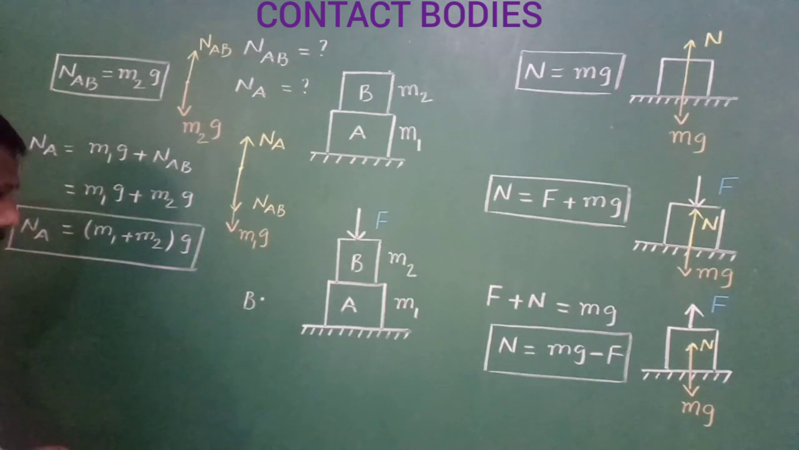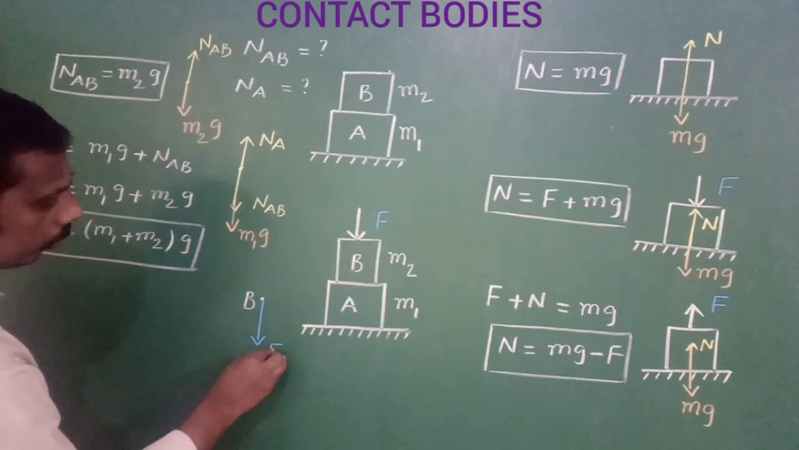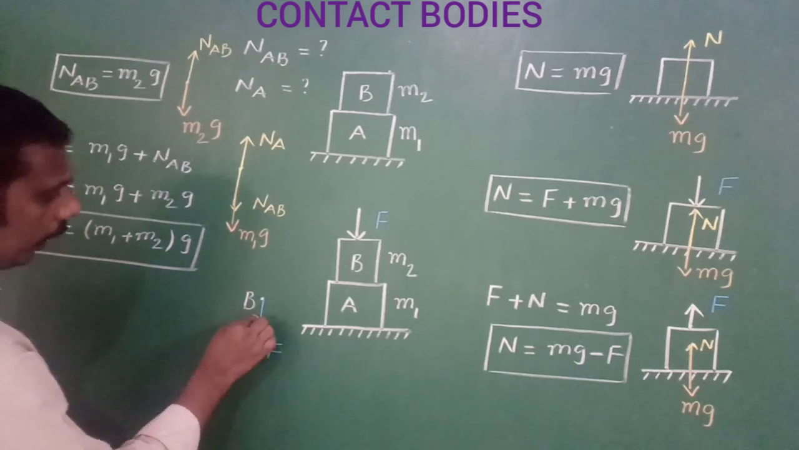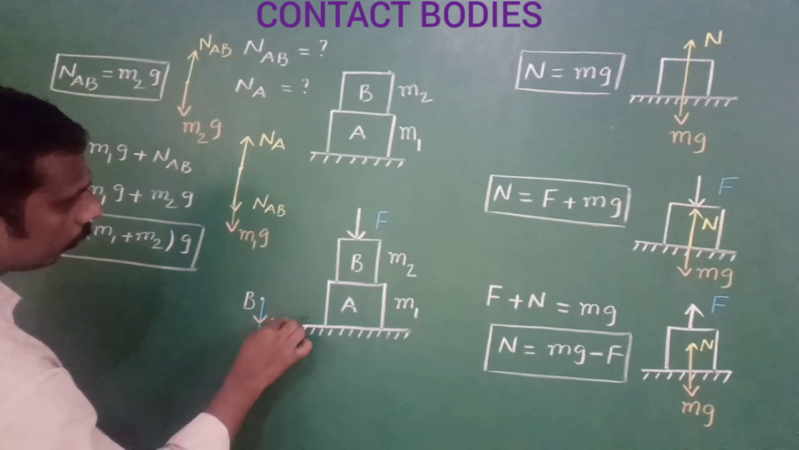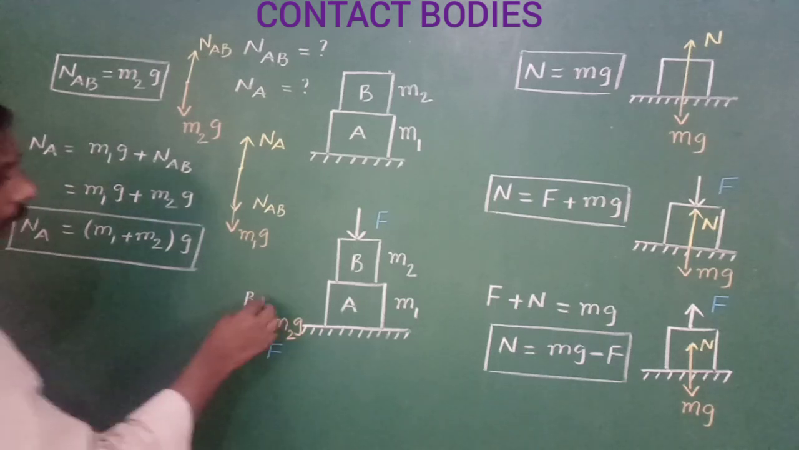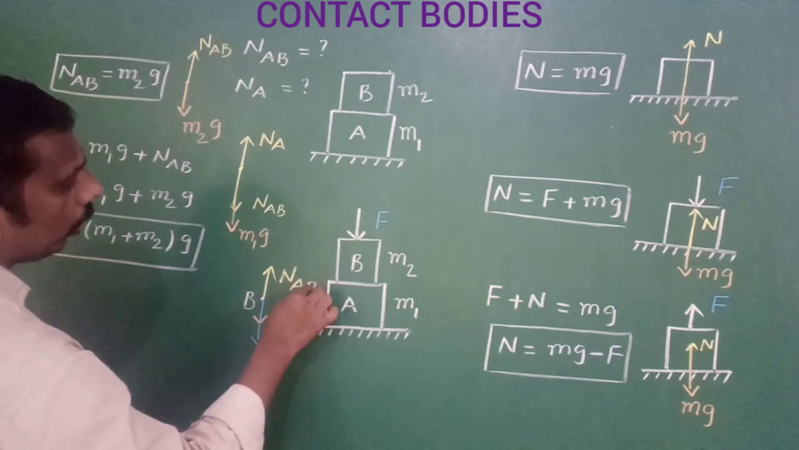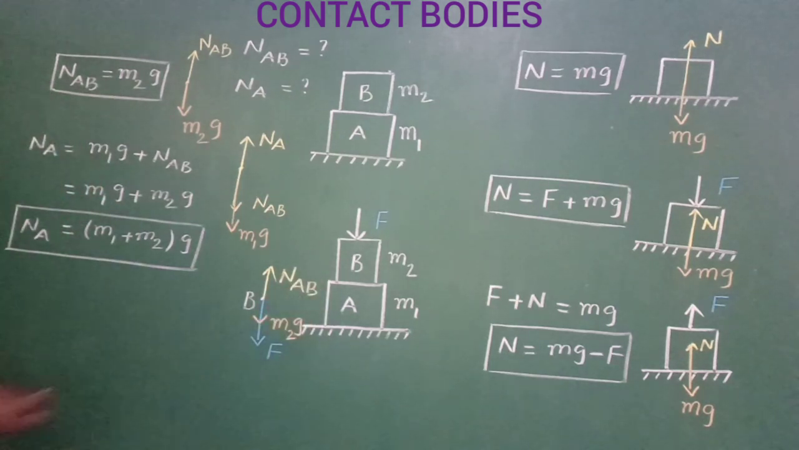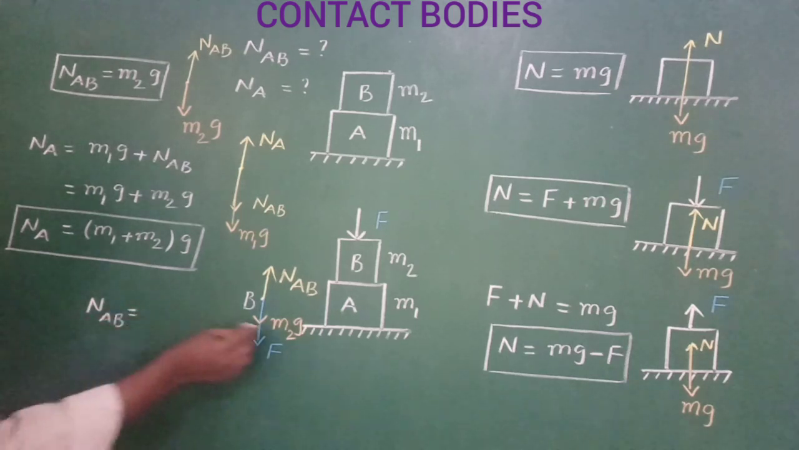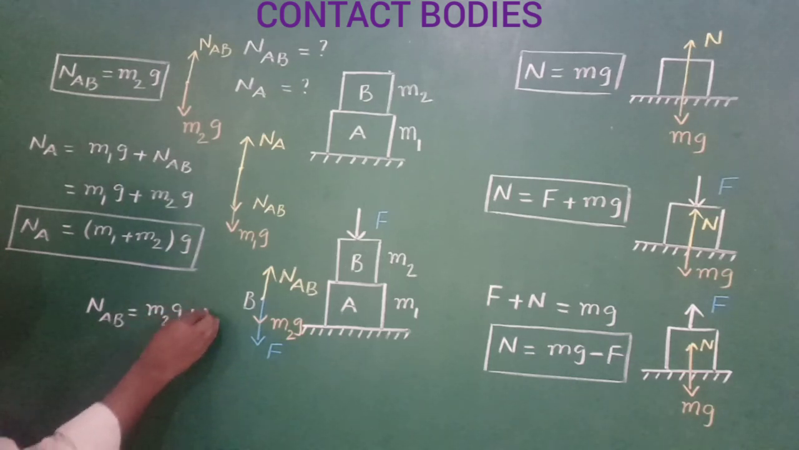On block B, F acting in downward direction, weight acting in downward direction, m2 into g. Only normal reaction NAB acting in upward direction. Here blocks are in equilibrium. In this case, normal reaction NAB is equal to m2 into g plus F.